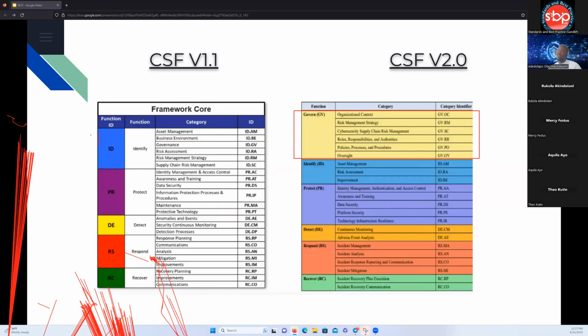So most of the things that were in identity have been moved over to governance, and most of the things that were still in identity protect have been maintained. So just some changes. They're trying to ensure that governance is the most important feature, in the sense that it is setting the foundation for everything else in the framework and ensuring that everything is in place.